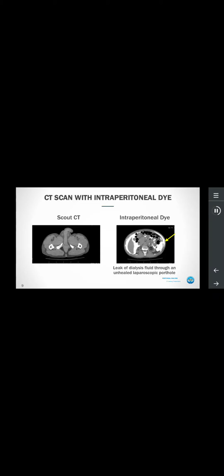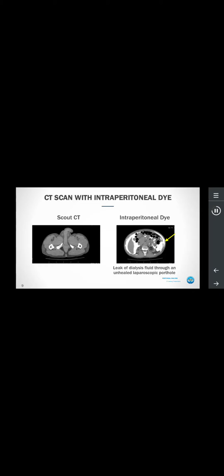The source of that leak was one of the portholes that was made during the laparoscopic insertion of the peritoneal dialysis catheter. It didn't heal completely, perhaps because this patient had been on corticosteroids for many years for his kidney transplant. When he was dry during the day, there was really no increase in intra-abdominal pressure and really nothing to leak through this unhealed porthole.